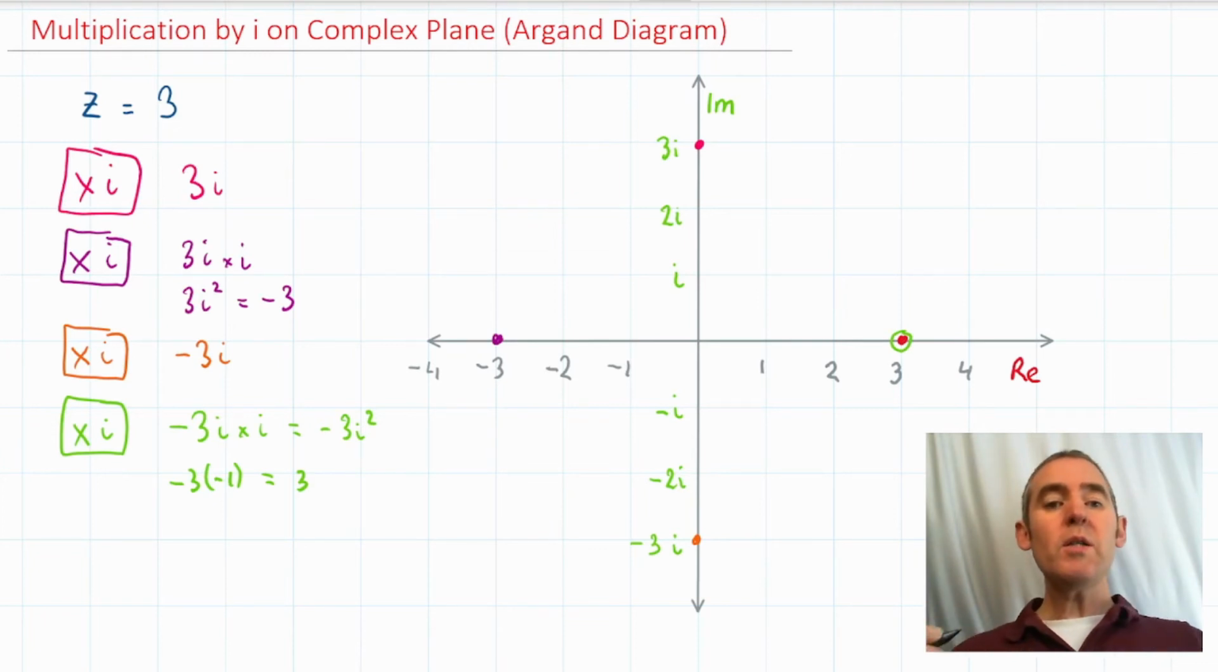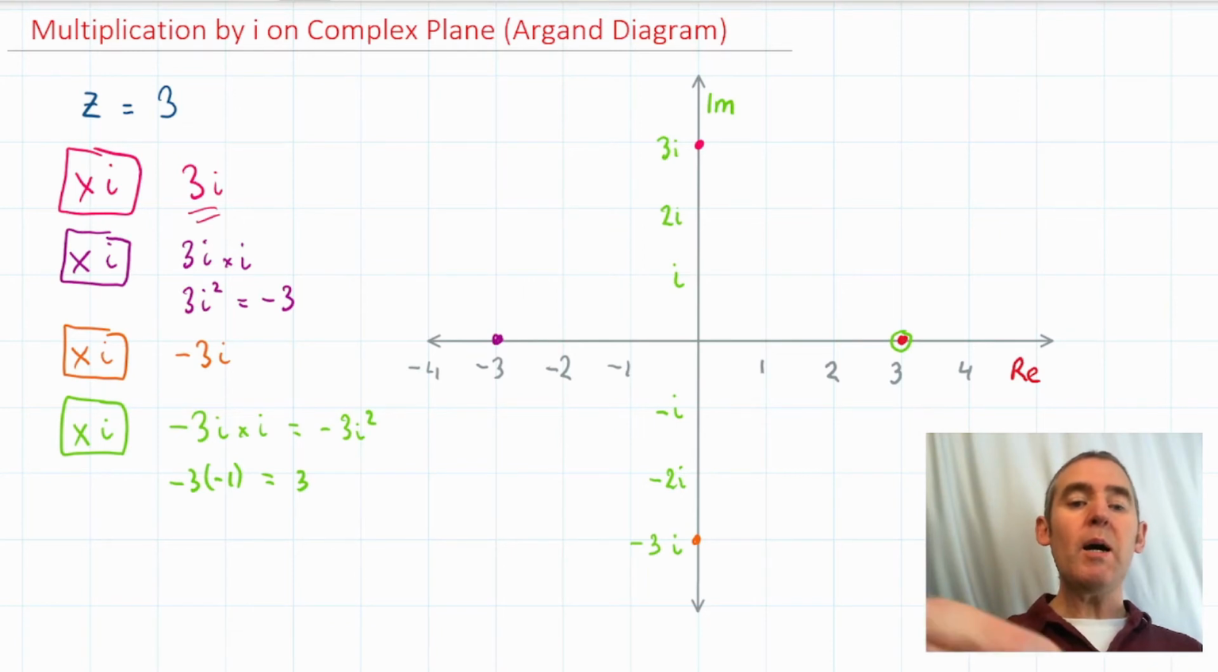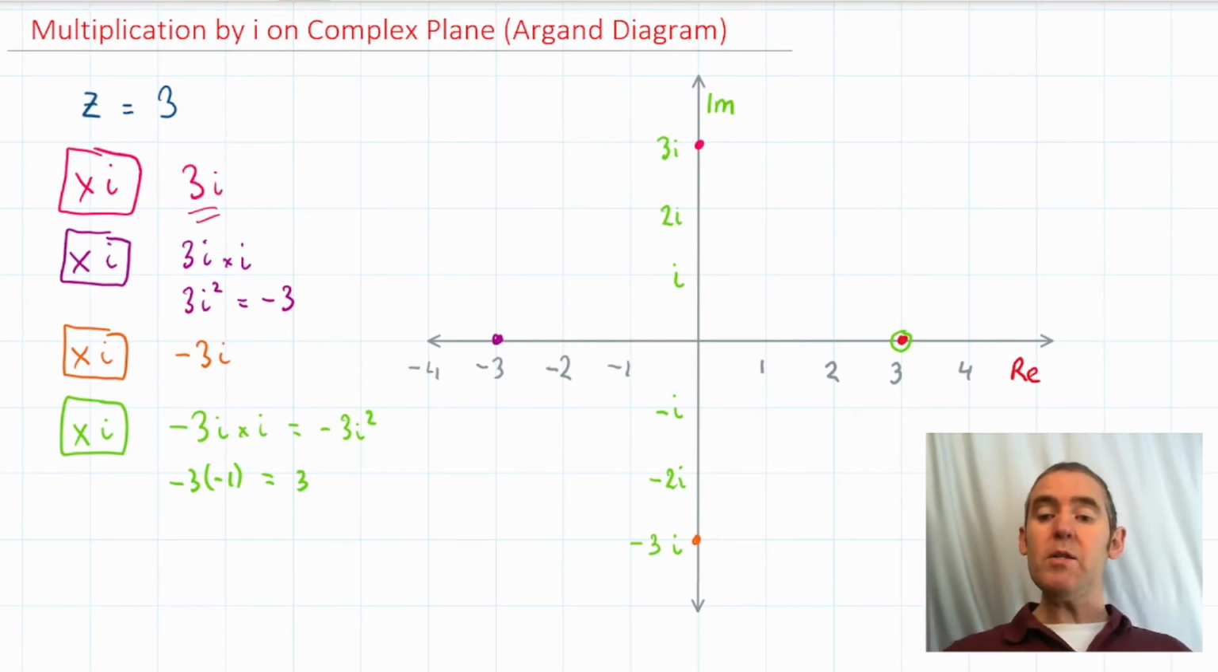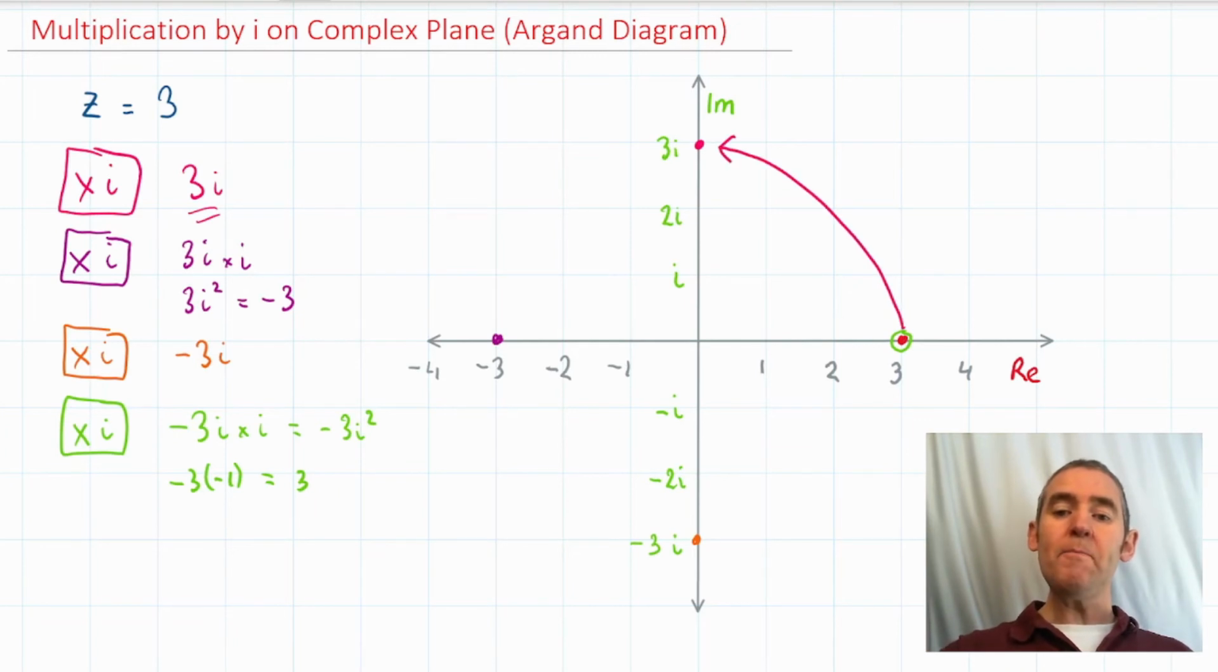So what I want you to see, if you can, is that when we multiplied by i first, what we did was we moved from here up to here, and that's multiplying by i, and I want you to see that as a rotation of 90 degrees. We rotated the point by 90 degrees.